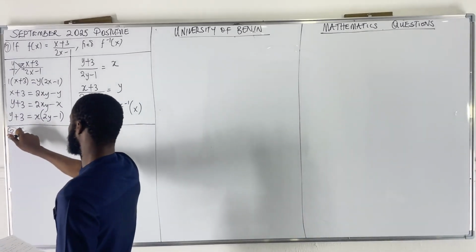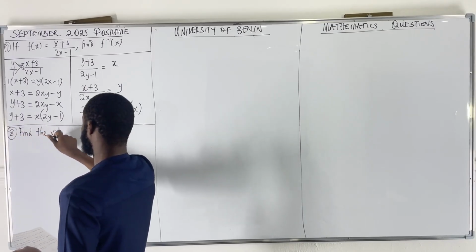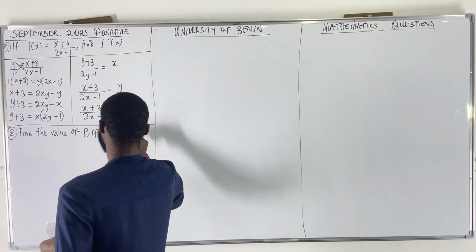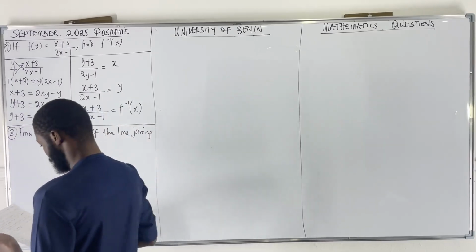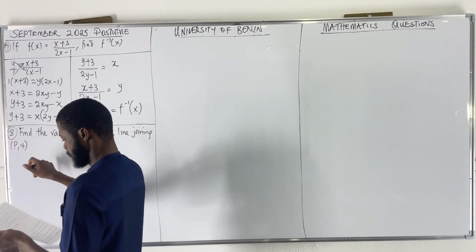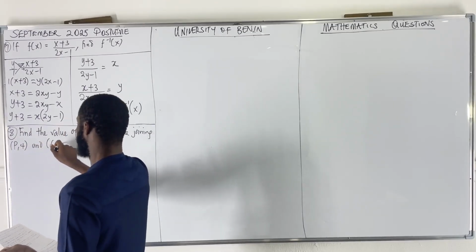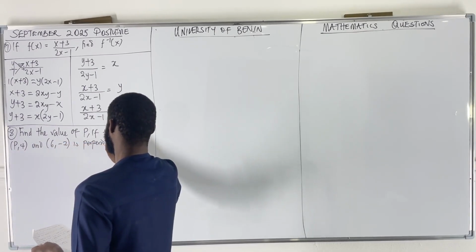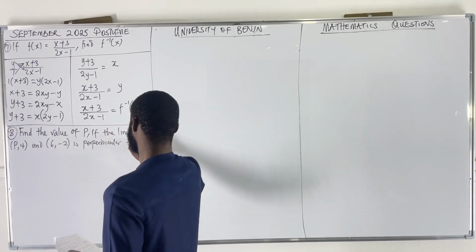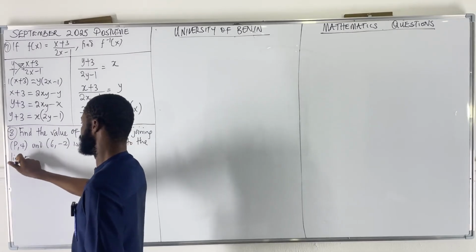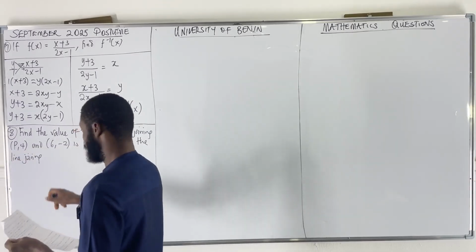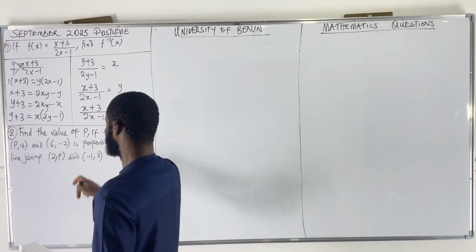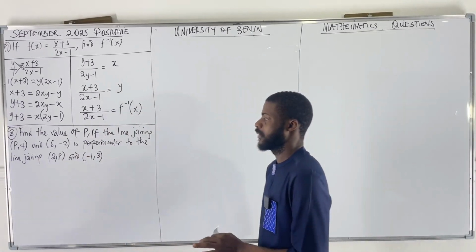Next question, number 8. Find the value of p if the line joining p, 4 and 6, minus 2 is perpendicular to the line joining 2, p and minus 1, 3. Okay, for this very problem, this is all about gradients.